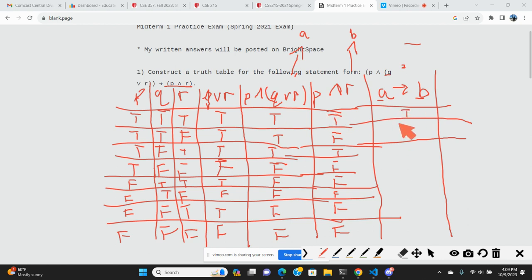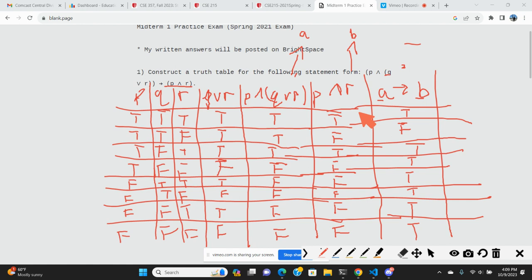So this is true, true. This is true, false, true, true, true, true, true, and true. And there we have it. That's the answer for number 1.